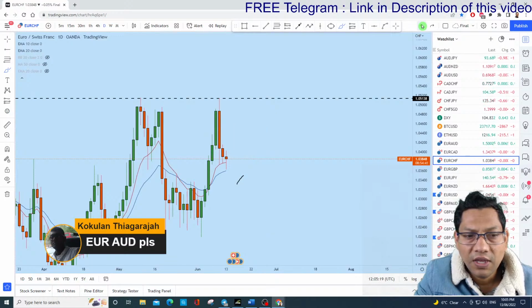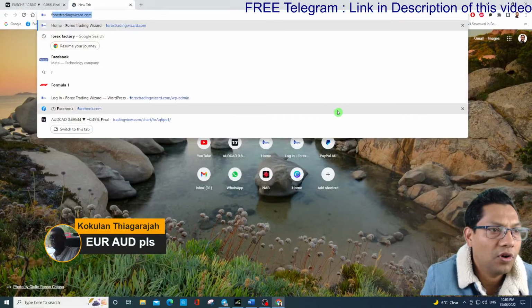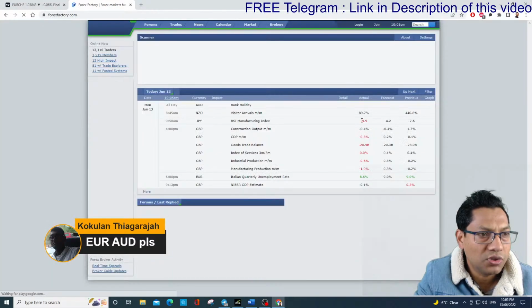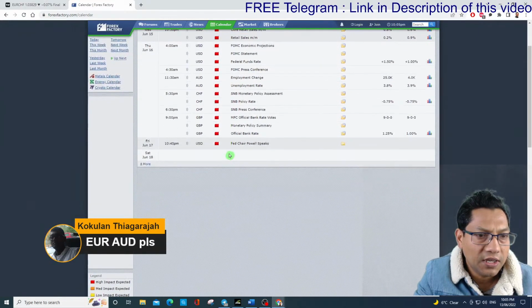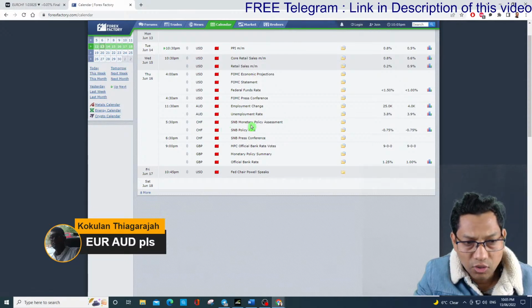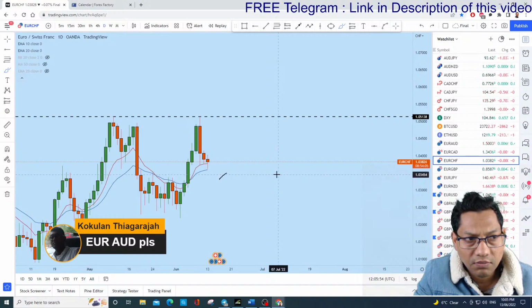Now CHF, you know, there is a high impact news release coming on CHF. Let's see Forex Factory. This is the news site where you can find high impact news releases. So we see that CHF has news on Thursday. When the news is coming, there is a possibility of getting a stronger CHF. So that means that CHF will get stronger, euro will drop.